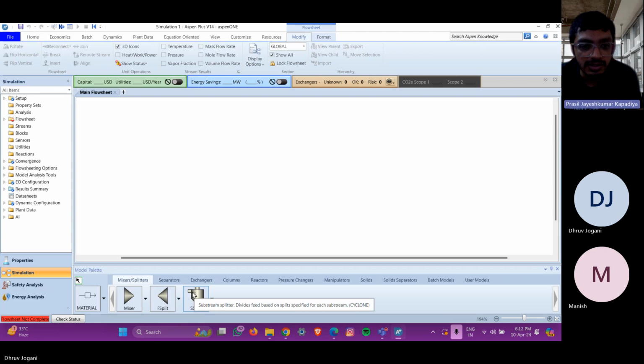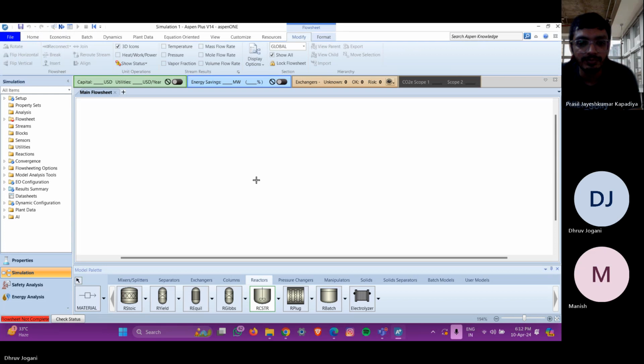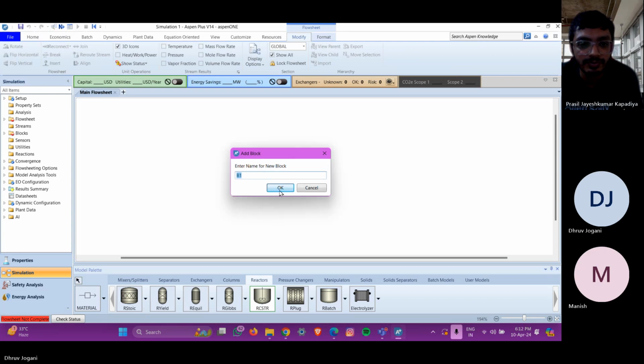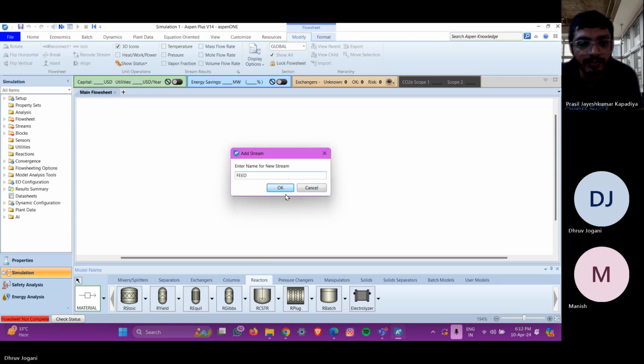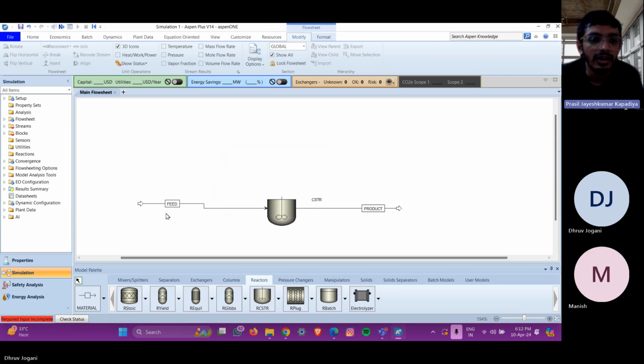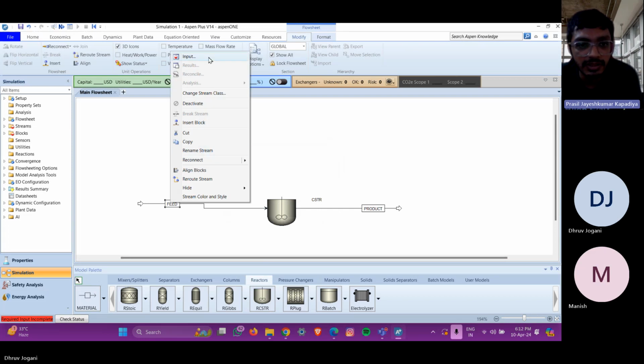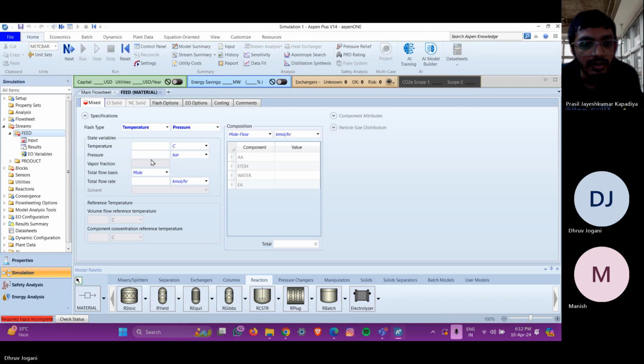Okay, we will add a stirred tank reactor, or CSTR model. Add one feed stream and one product stream. Now we will be adding the feed compositions. I will tell you the values. First, just a minute. The temperature is 75 degrees Celsius.